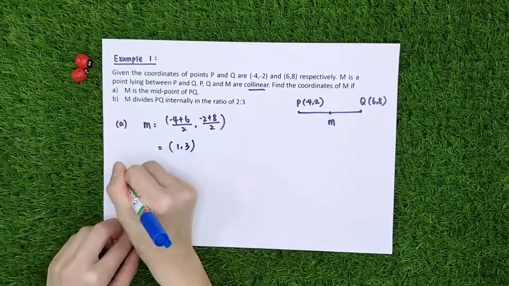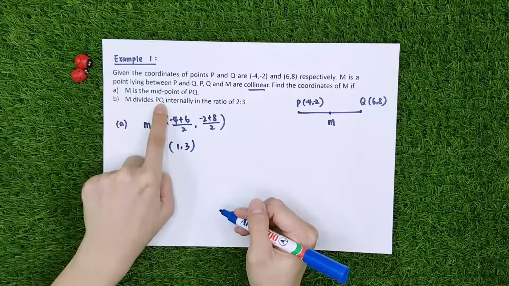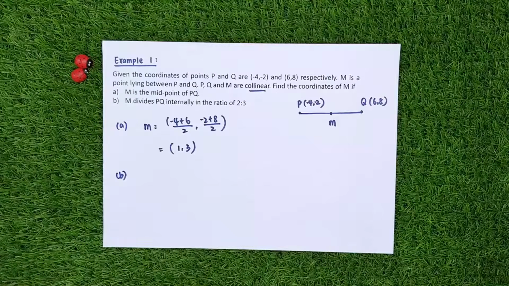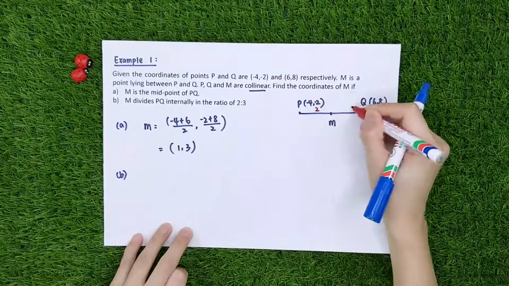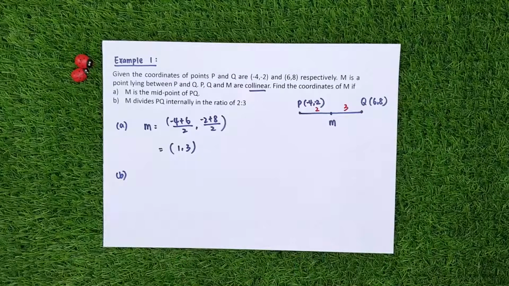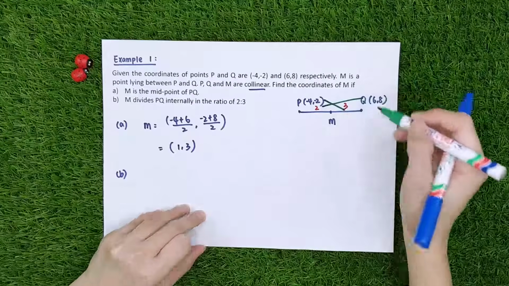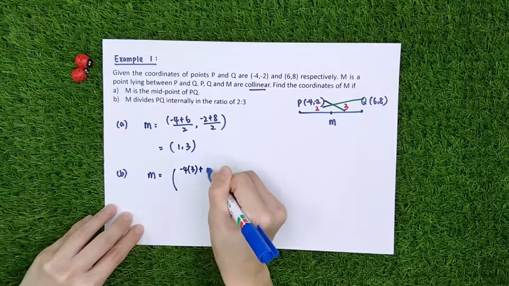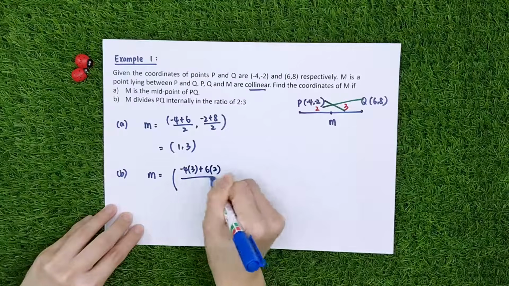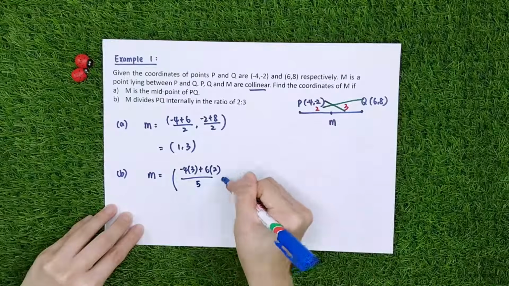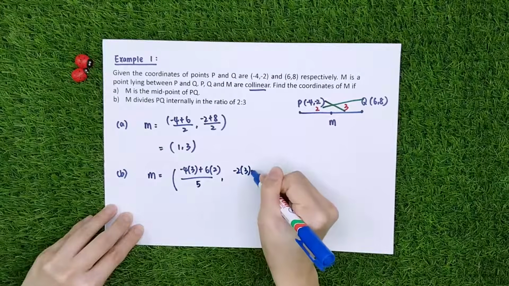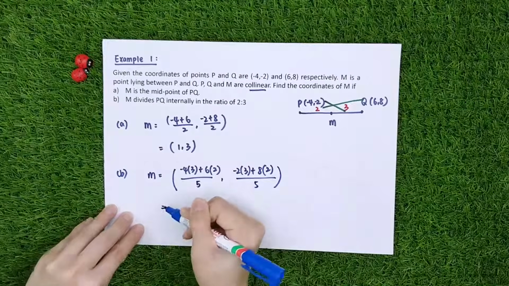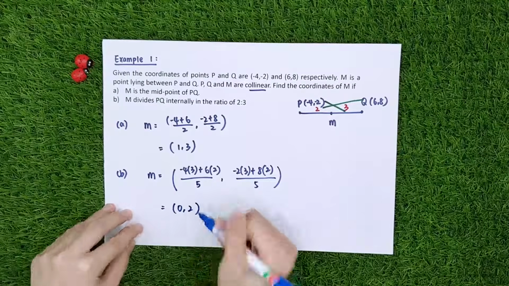Okay? So for part B, M divides PQ internally in the ratio of 2:3. So let me write the 2 and 3 here. So this is 2, here is 3. Then I will draw the cross. The coordinate M will be (-4 times 3 plus 6 times 2) over (2 plus 3), which is 5. Then (-2 times 3 plus 8 times 2) over 5. Then I will get my coordinate M as (0, 2).